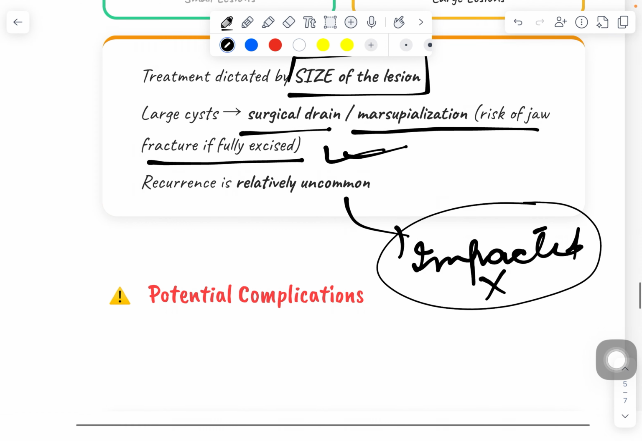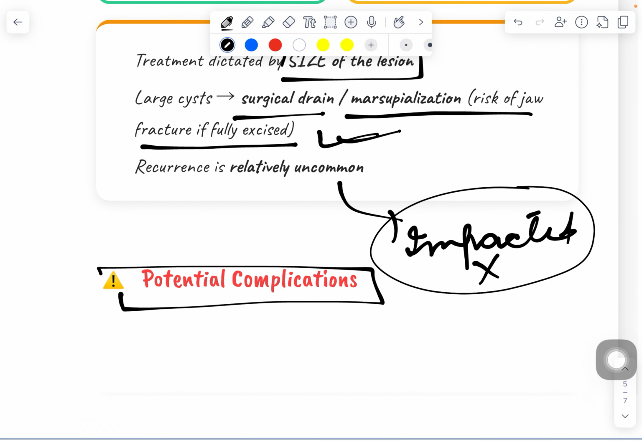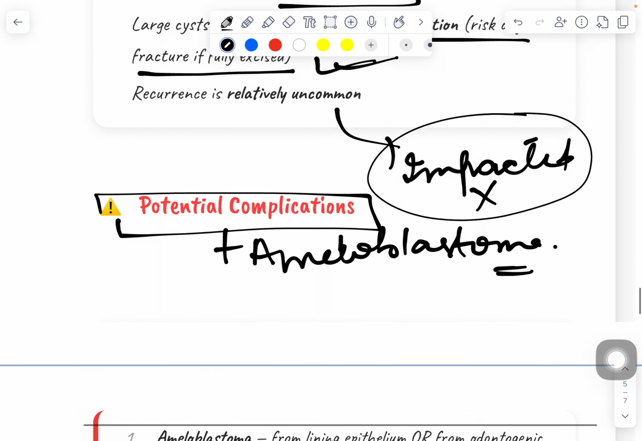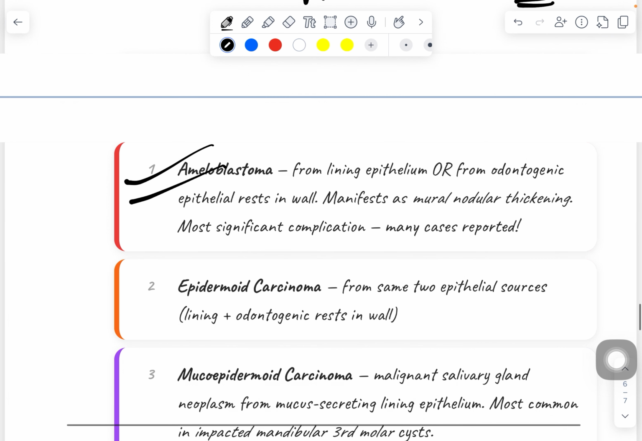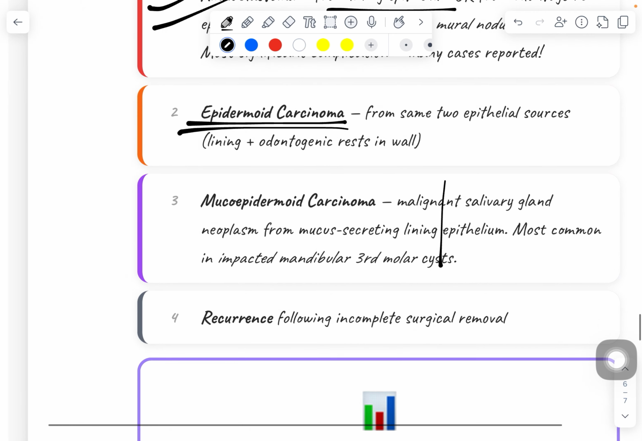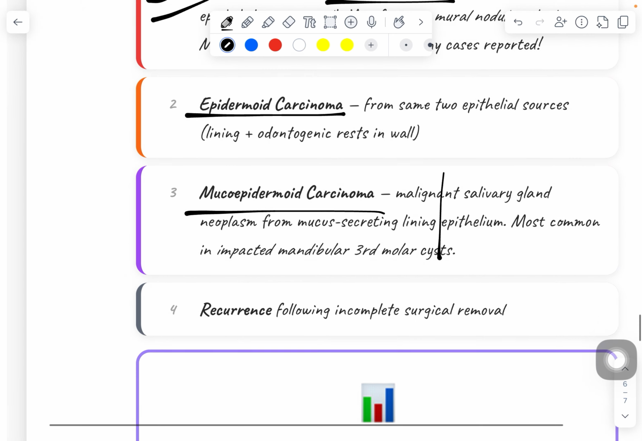Recurrence is relatively uncommon. Basically हम impacted tooth को साथ में remove कर देते हैं cyst के, तो it is not common. अब इसकी complications will be, first of all is most common ameloblastoma. Ameloblastoma occurs from the Dentigerous cyst, from lining epithelium, from odontogenic epithelium. Just remember the names कि क्या क्या complications हैं and nothing else. Epidermoid carcinoma, mucoepidermoid carcinoma. Done.